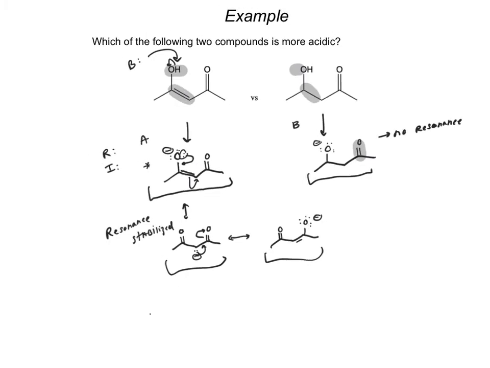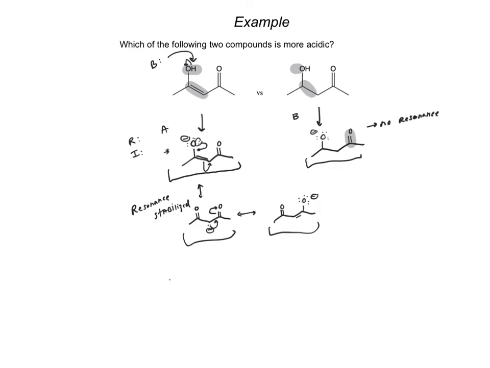Because of this resonance stabilization, this is a more stable conjugate base. Since it's more stable than the other conjugate base, B, the acid that it derived from is more acidic. So if you're asked which of the two compounds is more acidic, A or B, the answer here is A, because of the resonance stabilization of the conjugate base.